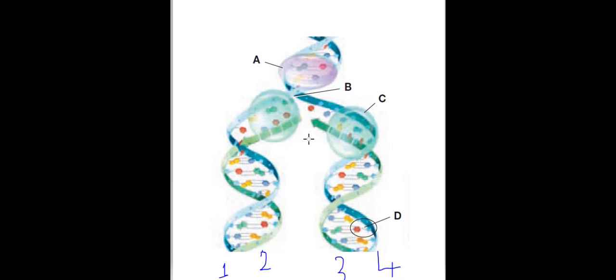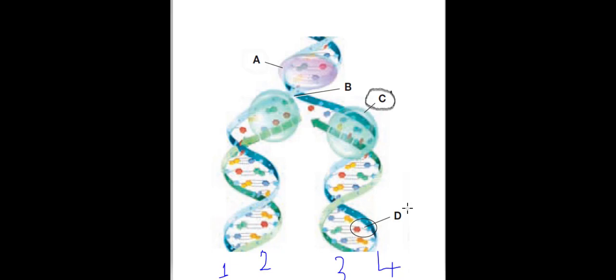Label A is the helicase enzyme, label B is the replication fork, label C is DNA polymerase, and label D is one nucleotide in the old strand.